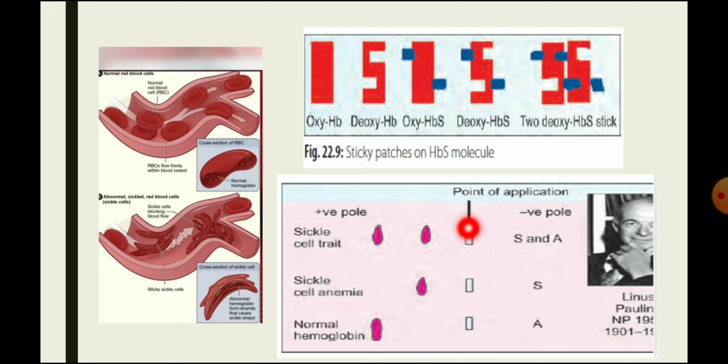So why is that happening? Glutamic acid is negatively charged. If it is replaced by valine, what happens? The negativity will be less, so the mobility towards the positive pole will be less. So HbS will settle here, and adult hemoglobin moves faster. That is why in actual sickle cell anemia only one band is seen, at the site corresponding to HbS. But in the trait, both are seen: the adult hemoglobin band and also the hemoglobin S band.